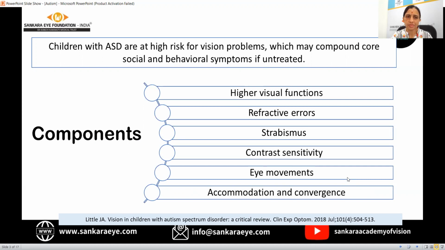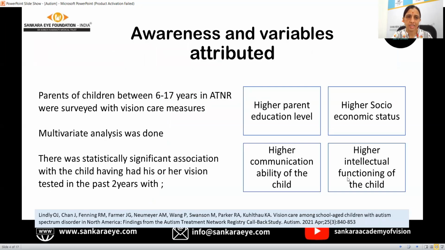When we look at the awareness among parents of autistic children, there's an interesting study done in North America which surveyed parents of children between 6 to 17 years of age. They looked at the varying parameters which could have a bearing on whether the child had undergone an eye check in the past 2 years, and if yes, whether they actually followed up by giving glasses to these children. What they concluded was that the higher the parent education level and the higher the socio-economic status, the higher the probability that the child had an eye test in the past 2 years.